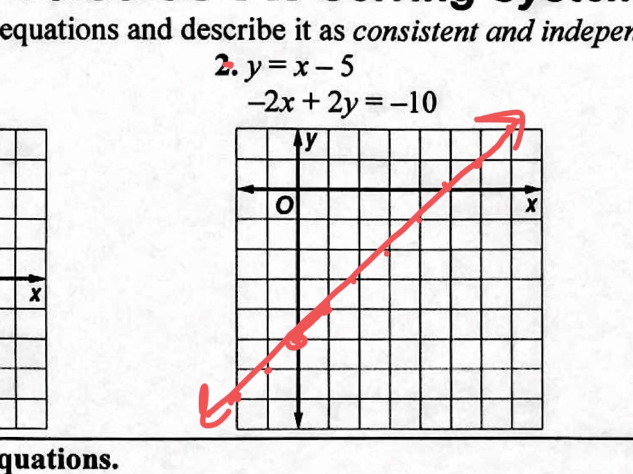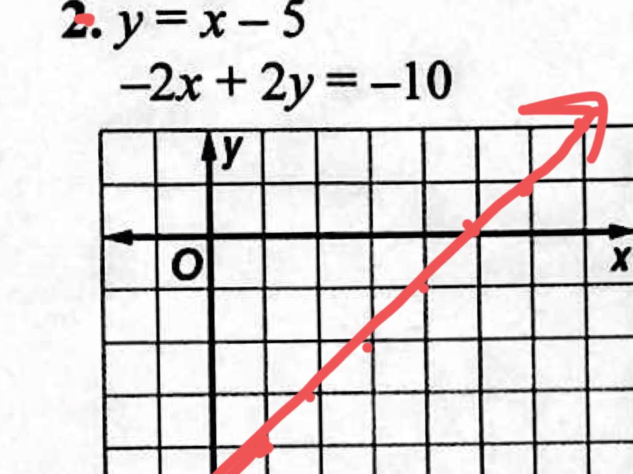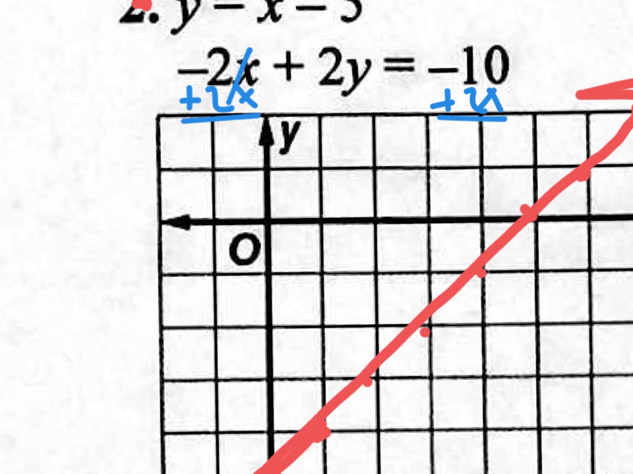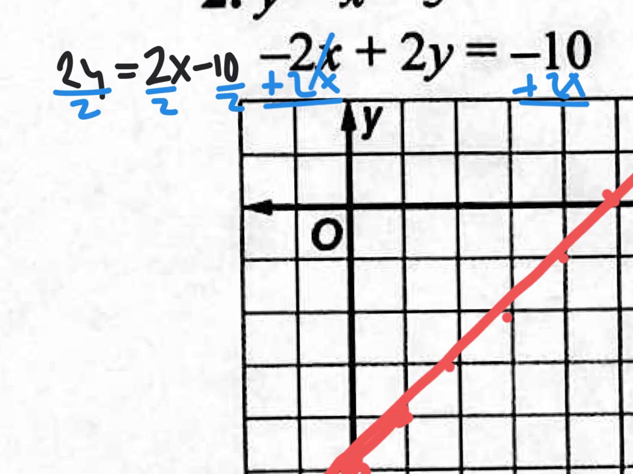And the bottom one, it's not ready to graph yet, so let's get it in slope-intercept form. I want to get the y by itself. I'm going to add 2x to get rid of the minus 2x. So we will have, let me rewrite it over here on the side, 2y equals 2x minus 10. Now we're going to have to divide everything by 2. Divided by 2, divided by 2, divided by 2. We will have y equals 1 over 1x, or just x, minus 5.